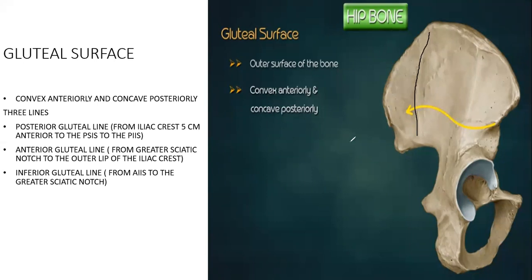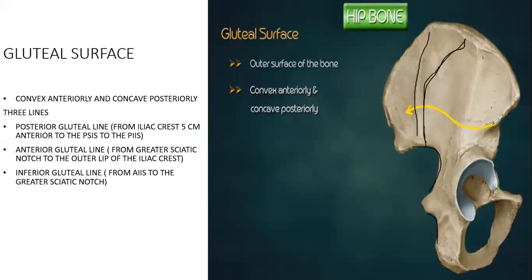Then after the posterior gluteal line, you have the anterior gluteal line, which is this line, the longest line. The anterior gluteal line comes from the greater sciatic notch. So this is the greater sciatic notch, and that part there is the lesser sciatic notch. So the anterior gluteal line comes from the greater sciatic notch, then it goes all the way to the iliac crest.